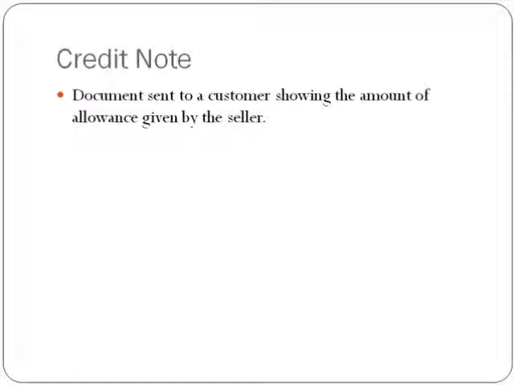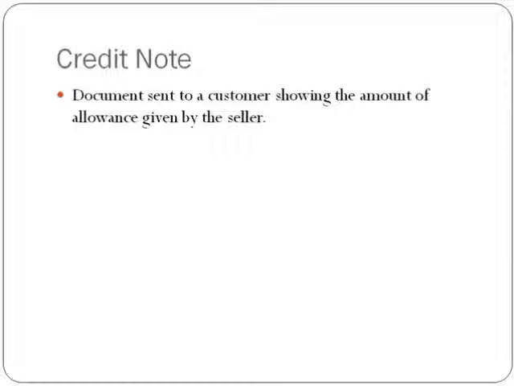Next, we are going to look at the returns inwards book now. But before you develop a returns inwards book, you have to develop a source document, and this source document is called a credit note. This credit note is sent to a customer showing the amount of allowance given by the seller. This is sent by you to your particular customer.